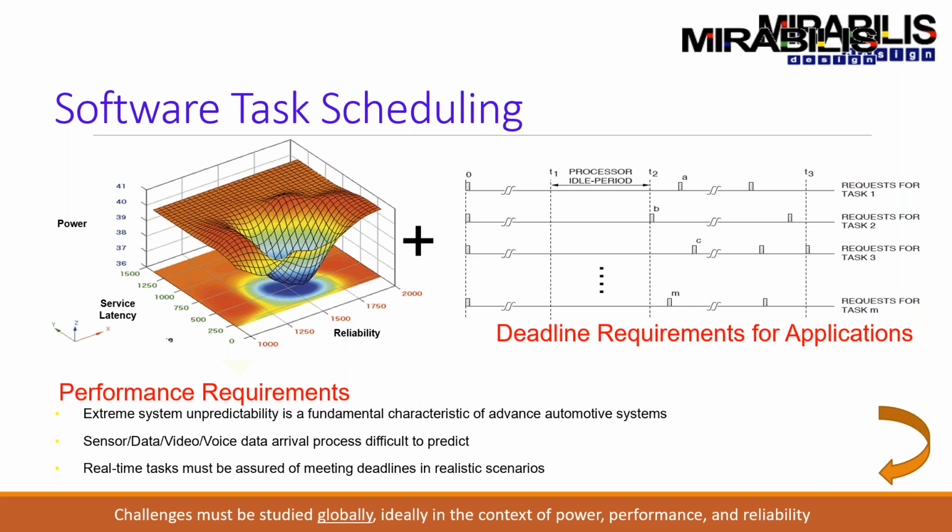And when you start putting in realistic scenarios, it becomes very hard to predict. And hence the challenges must be studied in the context of the entire system, not a part of the system, not a subsystem, but in the context of the entire system and in the context of power, performance, and reliability. So this is the second issue, where you're looking at software task scheduling.